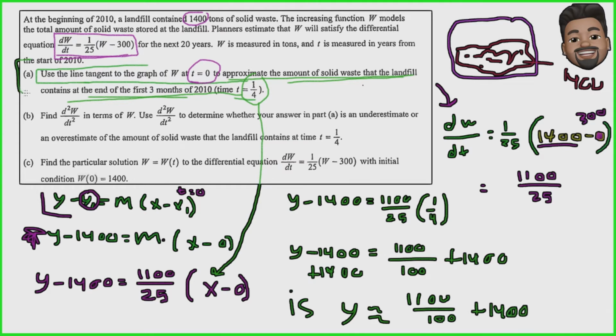I have completed part A. I got my equation of the tangent line completed, and I got my approximation completed. We know it is 1400 plus this amount of solid waste. And again, it's not calculator active, so no need to show work or do anything that's going to take a significant amount of time. So let's go ahead and move on to part B.